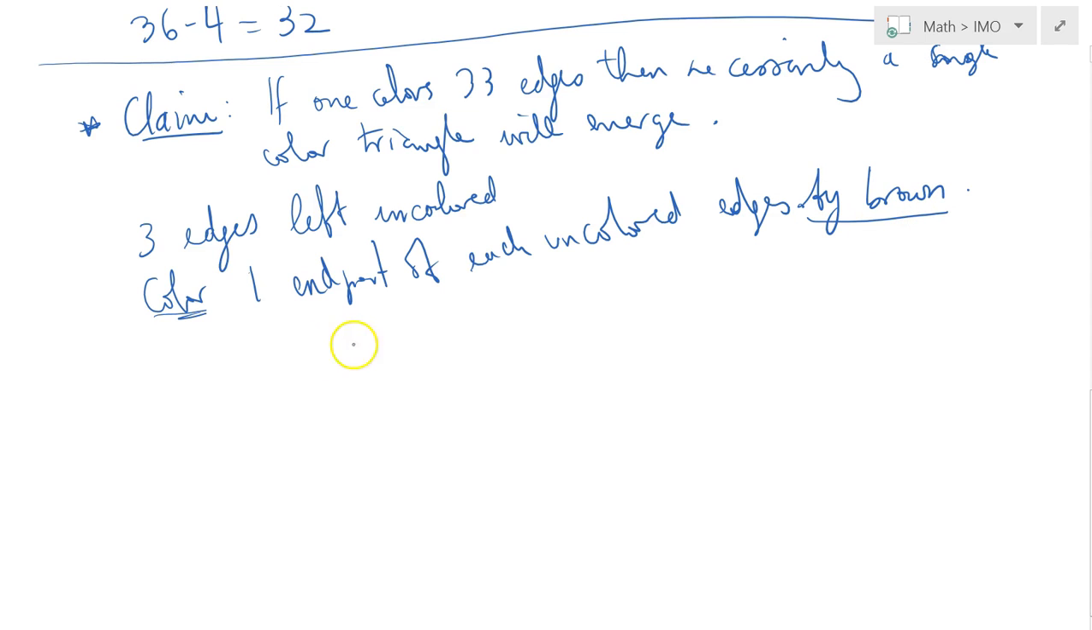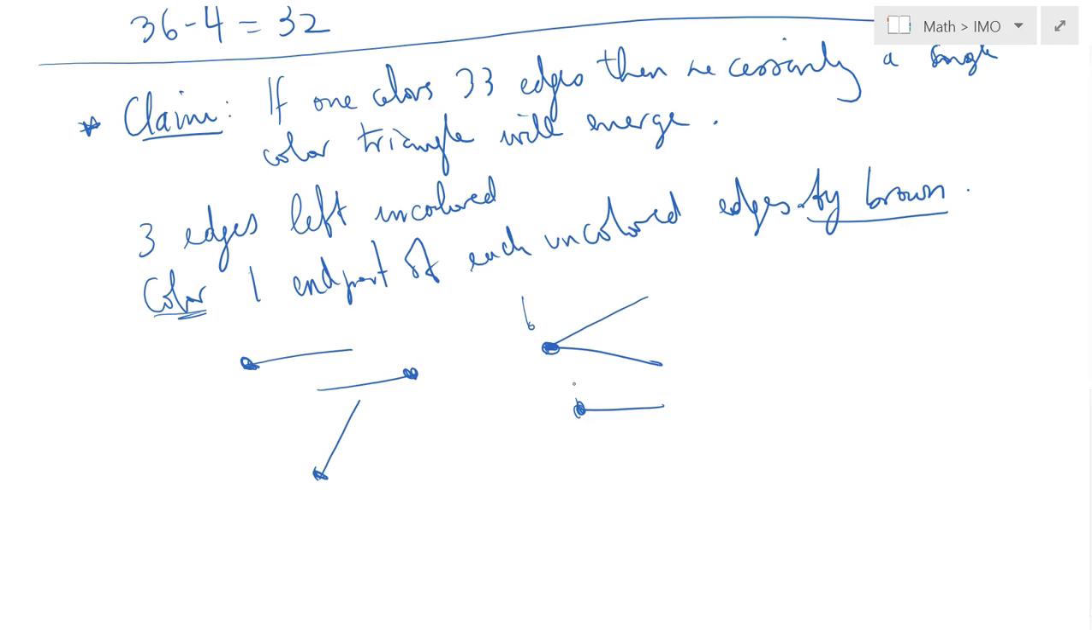Well, because we have 3 uncolored edges, if the 3 edges are not connected, then you would have one endpoint colored brown for each. But it might as well be that some of these lines meet at a vertex. It doesn't matter. If you just color this one brown, that's perfectly fine. So there's nothing to worry about.